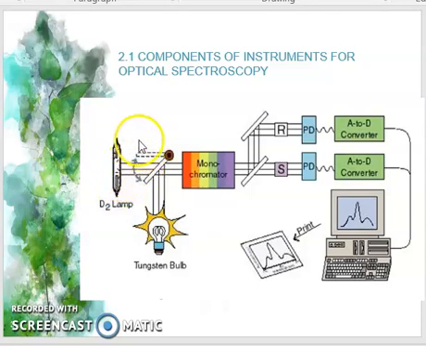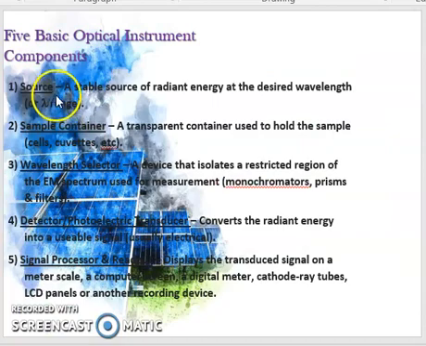Normally we will have a radiation source or lamp. In UV we have two lamps, one is for UV, one is for visible. Then we have a wavelength selector, or we call it monochromator, and we have a detector, and we have a data processor, transducer, and data processor. This is the readout. Okay, these are the 5 basic optical instrument components.